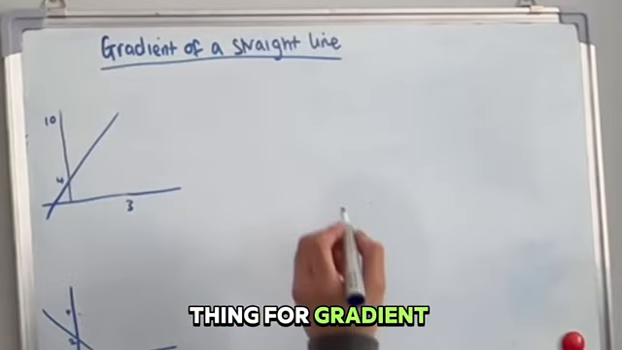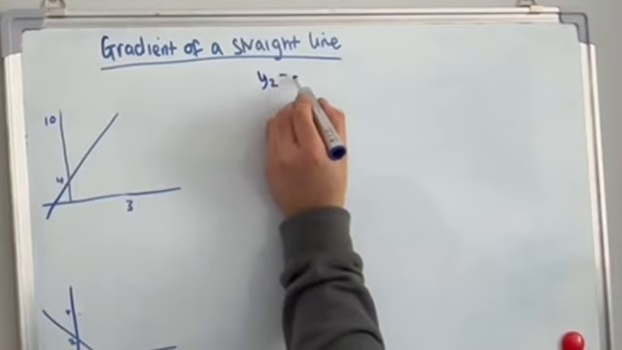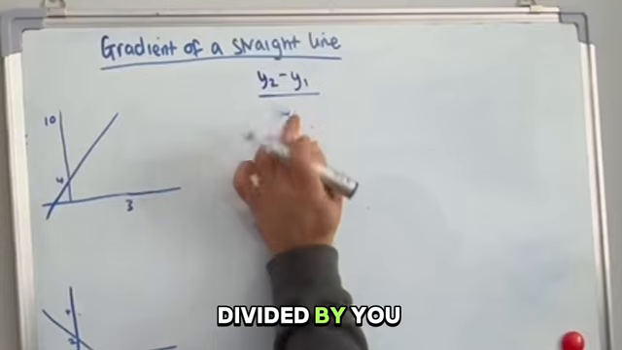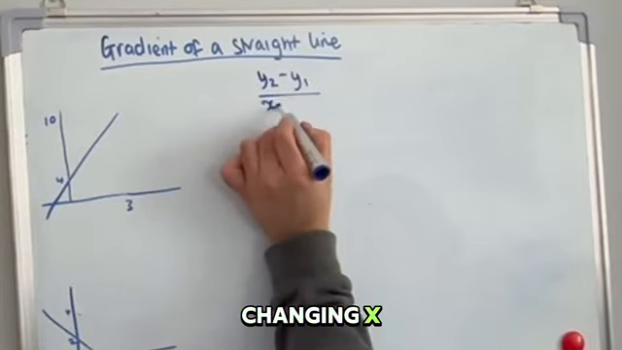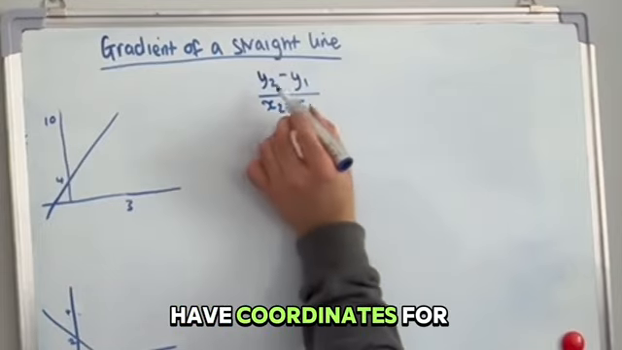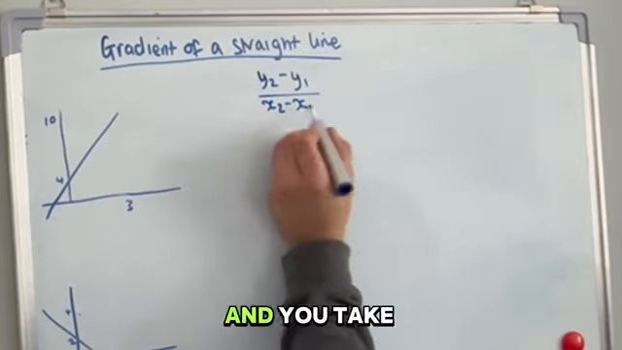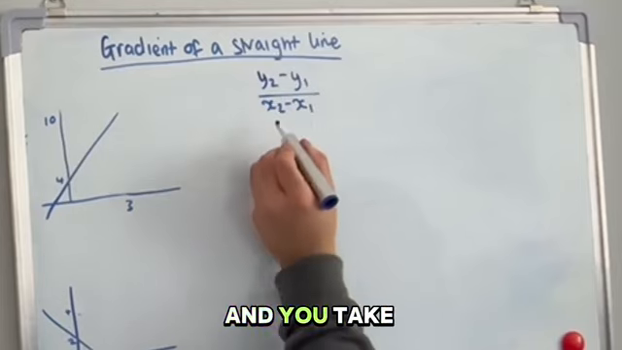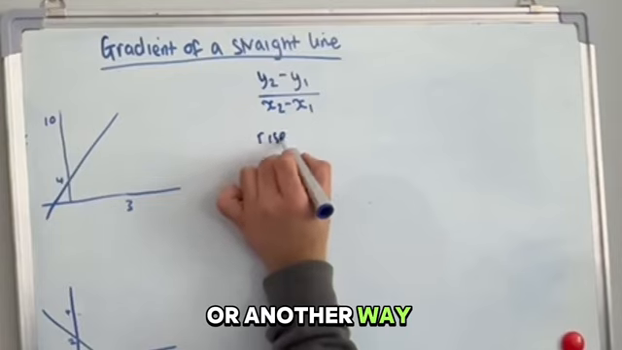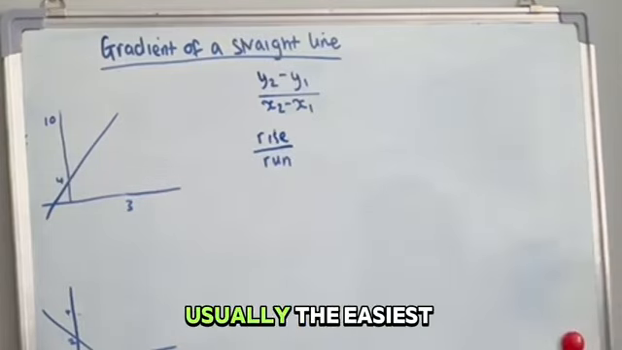So the main thing for gradient of a straight line is to understand two main things: your change in y divided by your change in x. So what that means is you'll have coordinates for x and y on the line, and you take away the y's and you take away the x's and you divide them. Or another way is called rise divided by run, and this is usually the easiest way.